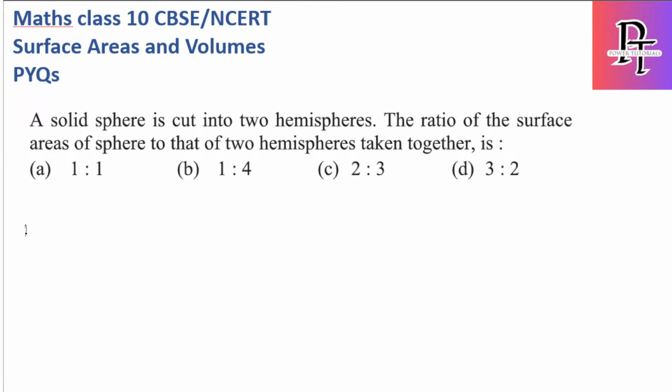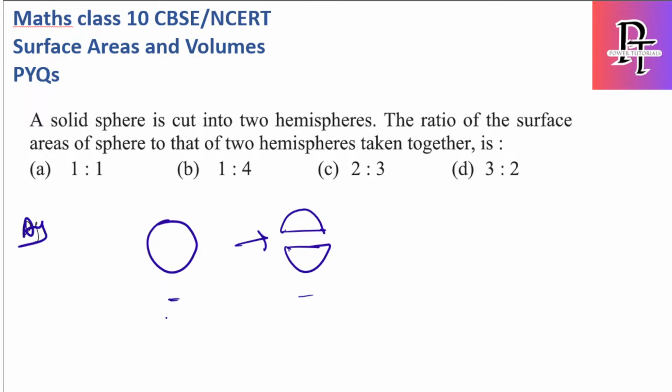First question. The question is, a solid sphere is cut into 2 hemispheres. So we have a sphere like this which is cut into 2 hemispheres. The ratio of the surface areas of the sphere to that of the 2 hemispheres taken together. So we want the ratio of this total surface area to this total surface area.